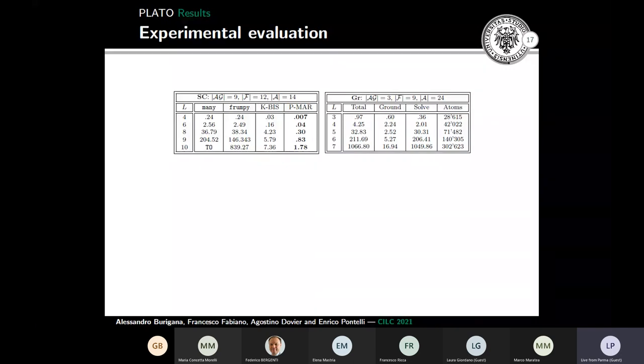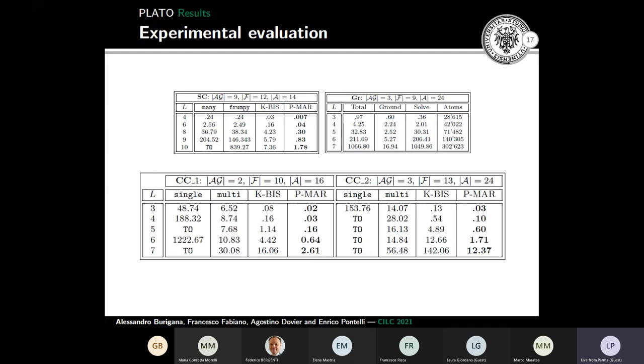And this is the number of atoms that we also measured in the various instances of growing length. Then we also compared how the multi-shot encoding affects the experimental evaluation. We can see that in the totality of the cases, the multi-shot encoding is way better with respect to the single-shot encoding. And in this other benchmark, we can see slightly better performances with respect to the EFP planner. So again, we have some comparable results with the imperative approach.